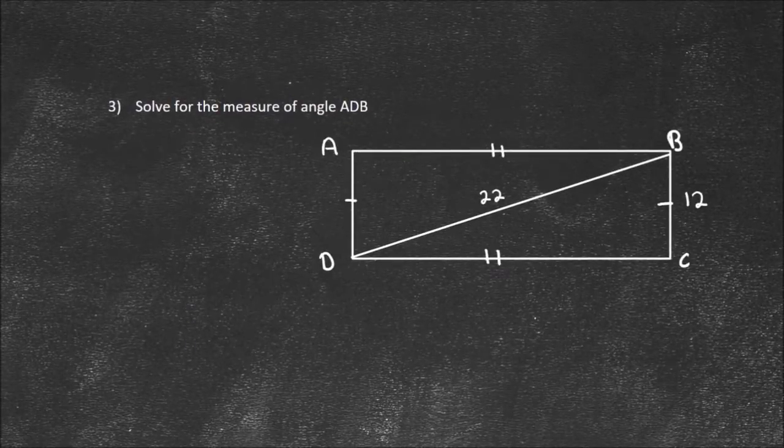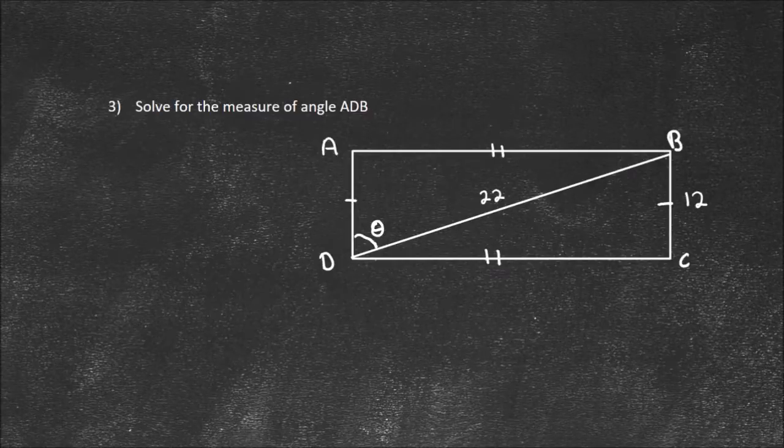Alright, so here we have a rectangle, and it says solve for the measure of angle ADB. So the first thing I'm going to do is write what that angle is, like what does it look like, what one arm am I solving for. ADB is right here. I'm going to label that theta. Okay, so how do I figure out angle ADB?